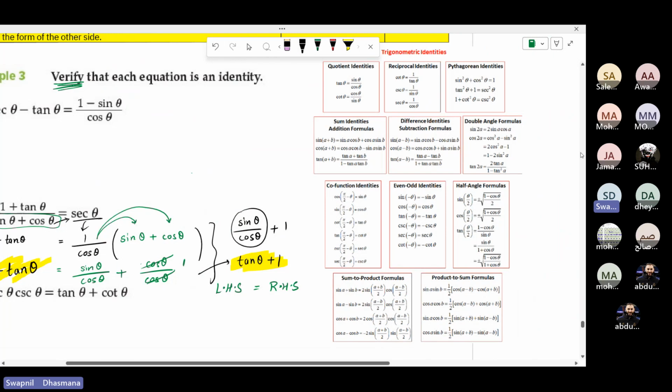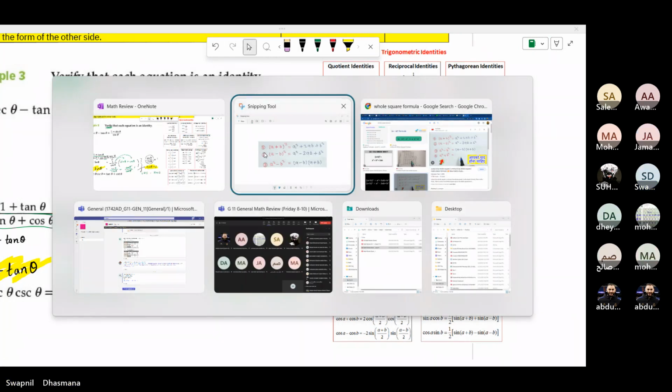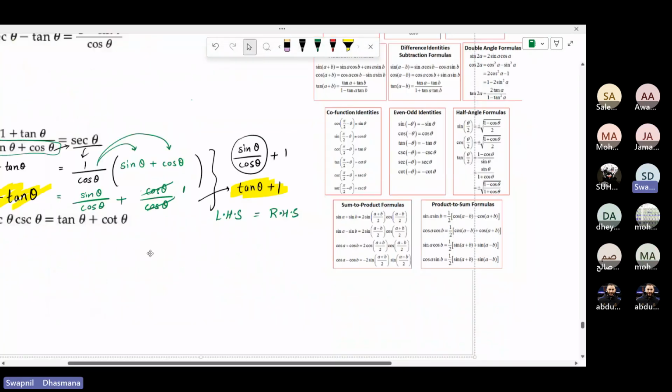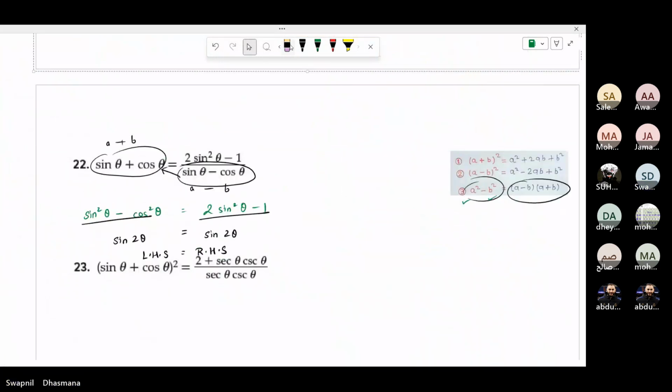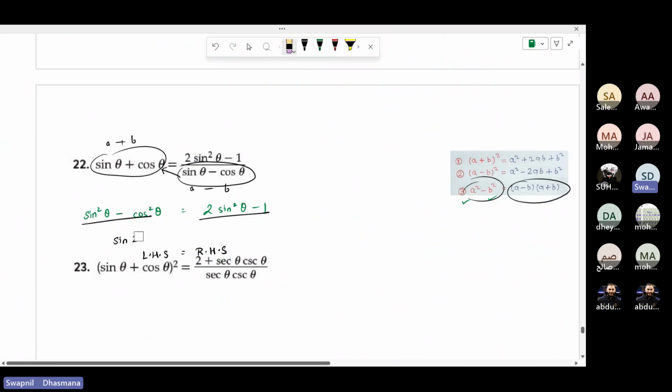Wait. Sorry boys, one mistake. I need to change it. Actually, you don't need to prove it as a rule. I'll just show you something.